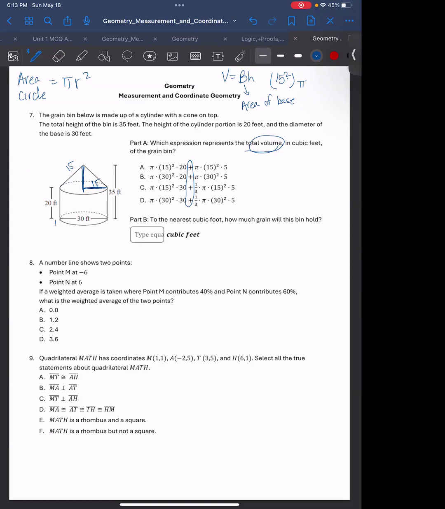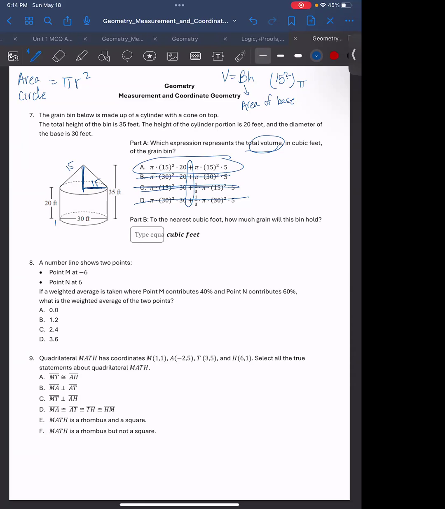So which options don't have that? B and D. So eliminate B and D. Then what is the height of my cylinder? 20 feet. So it would be literally A. I eliminated everything and found the answer right away. Easy, right? See, I told you this problem was not that bad.